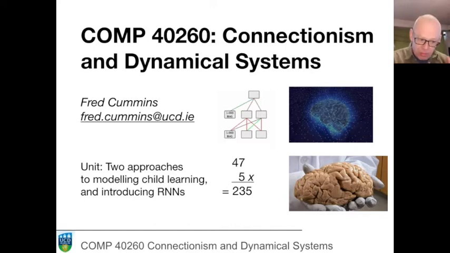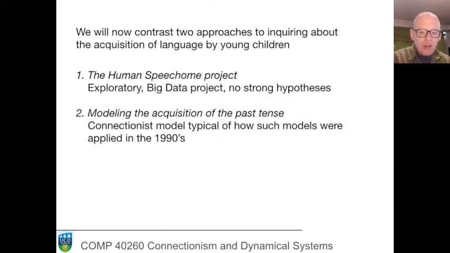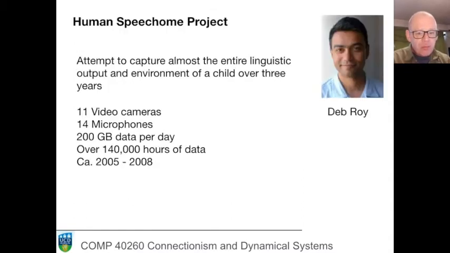So I'm going to carry on with this theme now, and we're going to just contrast two specific research projects. One is not a connectionist modeling project, but it gives you an idea of how else one might approach rich questions of infant development. And the other one is a target that has been attempted many times by connectionist modelers. The underlying data come from young children's acquisition of the English past tense, and there were many such models in the 1990s. So the first model we want to talk about is the Human Speechome project.